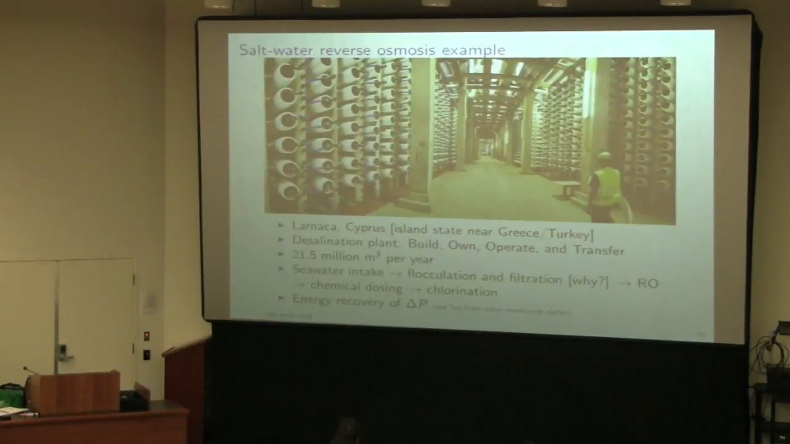So the typical flow sheet is linear. There's no cycle, no feedback, or anything on this. So we take our salt water in, flocculate and filter it. Why would we do that?